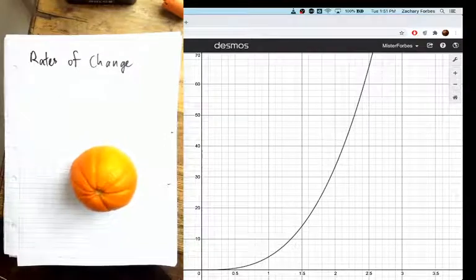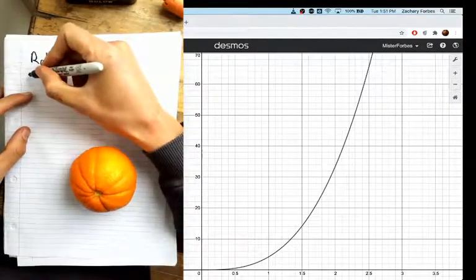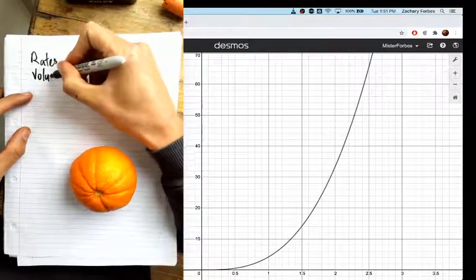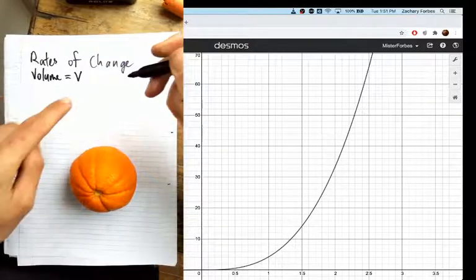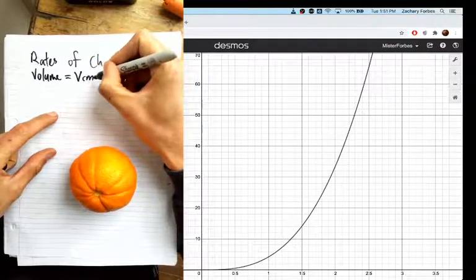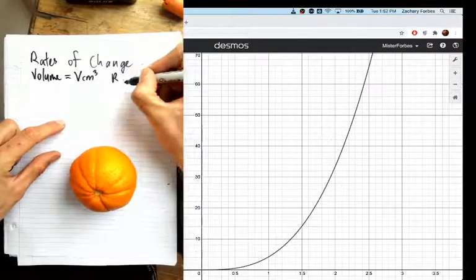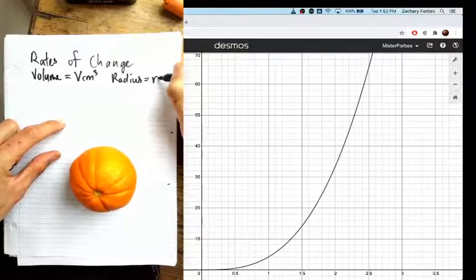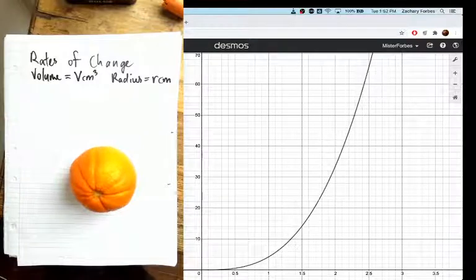So we're going to look at two measurements of our orange. We're going to look at its volume, which we'll call V, and volume is measured in centimeters cubed. We're also going to look at its radius, which we'll call R, and radius is, as you know, measured in centimeters if the volume is measured in centimeters cubed.